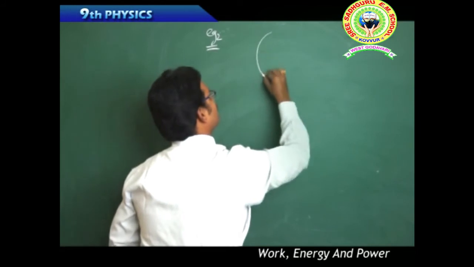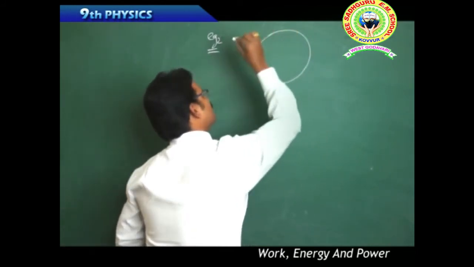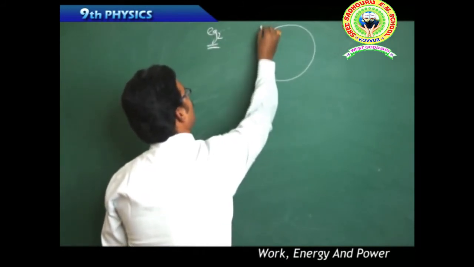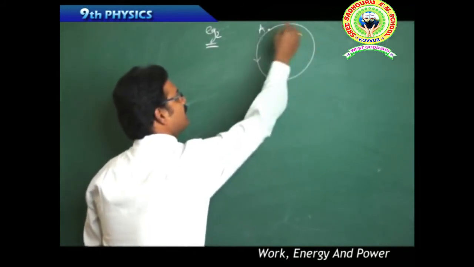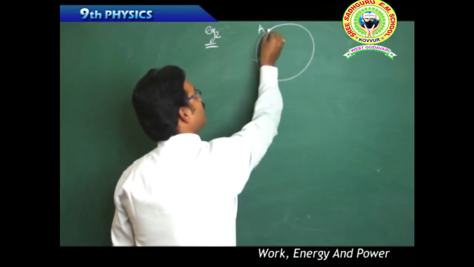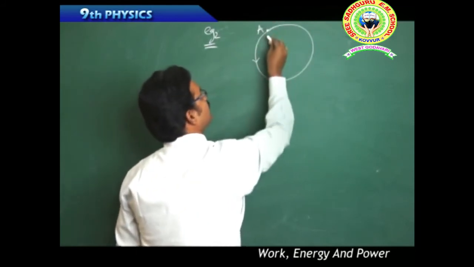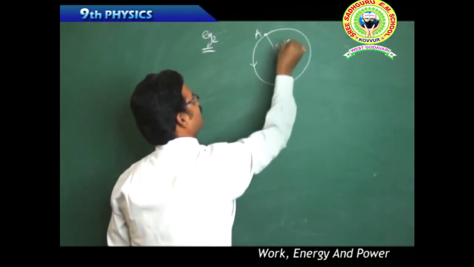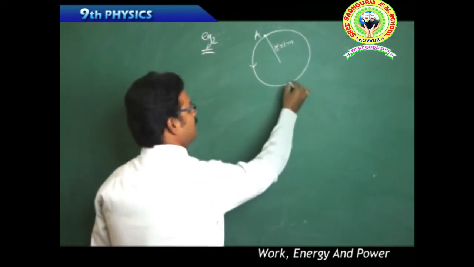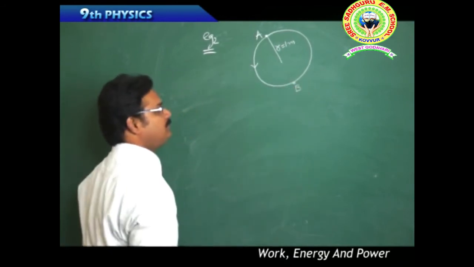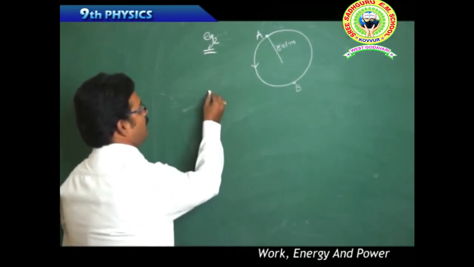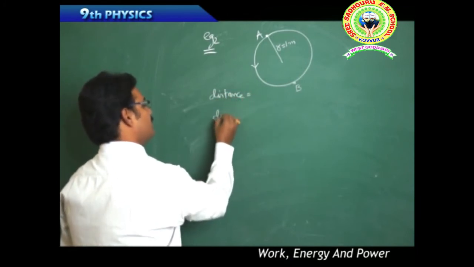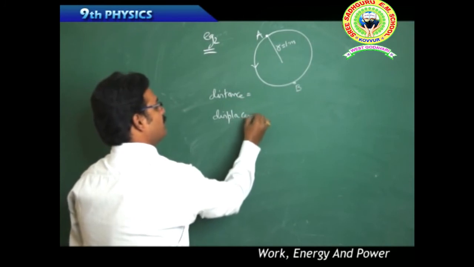A cyclist is cycling in a circular path as shown here. He started from point A and is cycling in the circular path. He starts from point A and goes back to point A. Let us say the radius of the circular path is 1 meter. Now consider an opposite point B. Now my question is, what is the distance traveled by the cyclist and the displacement traveled by the cyclist?